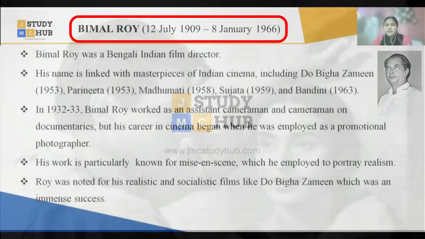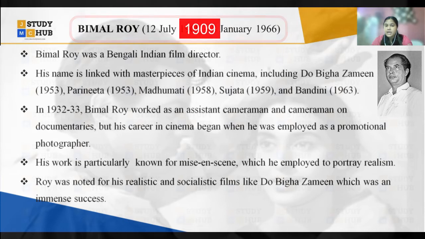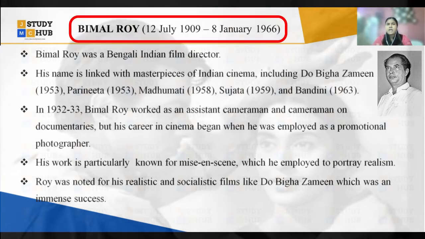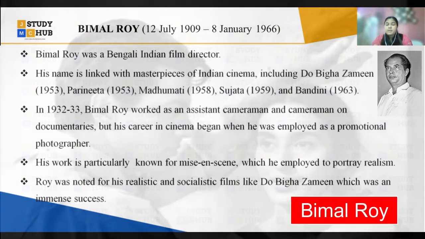Bimal Roy is a Bengali Indian film director, born on 12th July 1909. He started making films not as an early Indian director, but his films were essentially what we call, quote unquote, middle cinema. Middle cinema was something that started after independence through the hands of Satyajit Ray, Ritwik Ghatak, and Mrinal Sen. But Bimal Roy was much ahead of his time.